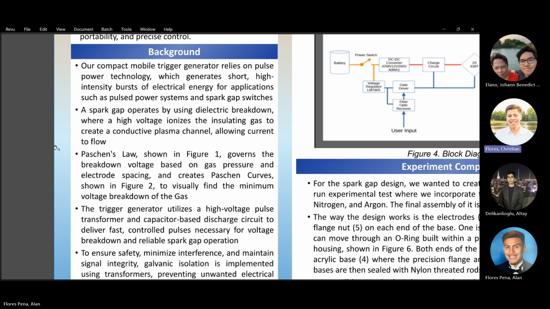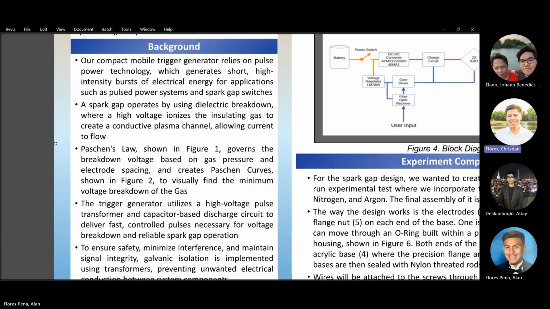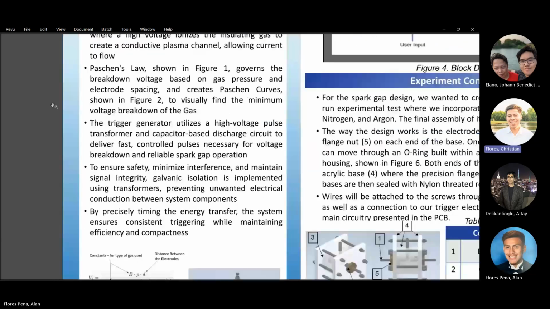What's important to take into consideration is Paschen's law, which will be shown in figure 1, which governs breakdown voltage based on gas pressure and the gap distance between electrodes. And this law basically creates a Paschen's curve to visually find the minimum voltage breakdown of the gas. The trigger generator utilizes a high voltage pulse transformer and capacitor-based discharge circuit to deliver fast, controlled pulses necessary for voltage breakdown and reliable spark gap operation.